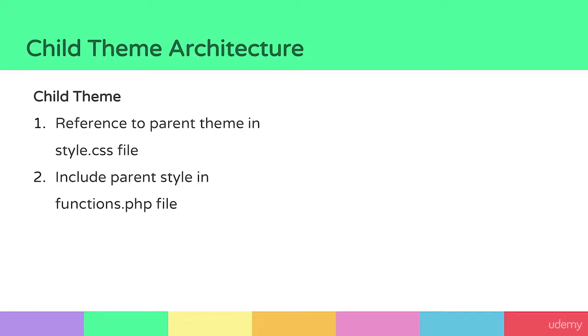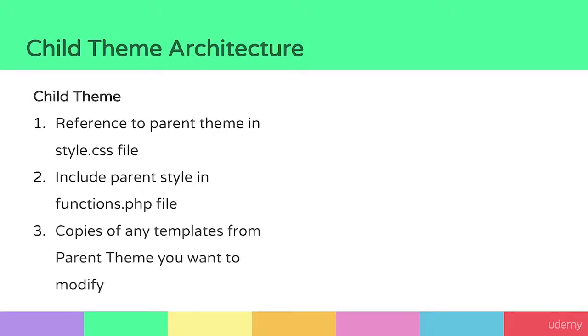Just because you tell WordPress in the style.css file what parent theme you're using, it will not automatically include those styles. It will include all of the different files and things like that. The template files you could reference and it will automatically look up, but you have to manually include the parent style. So that's one more step you've got to do.